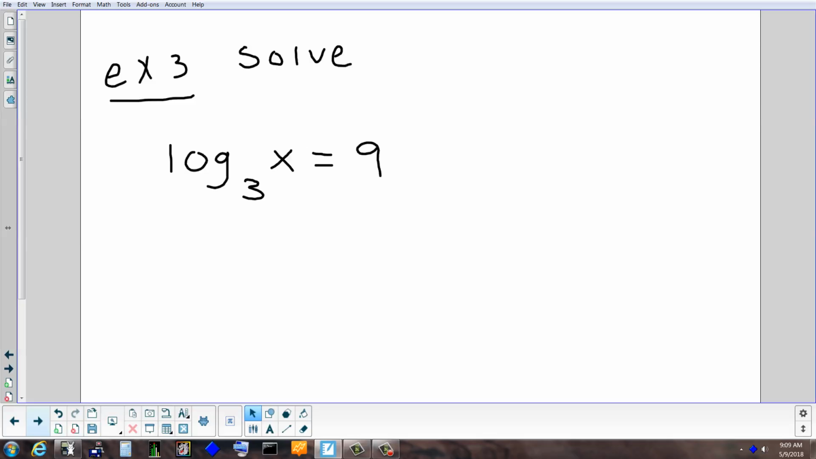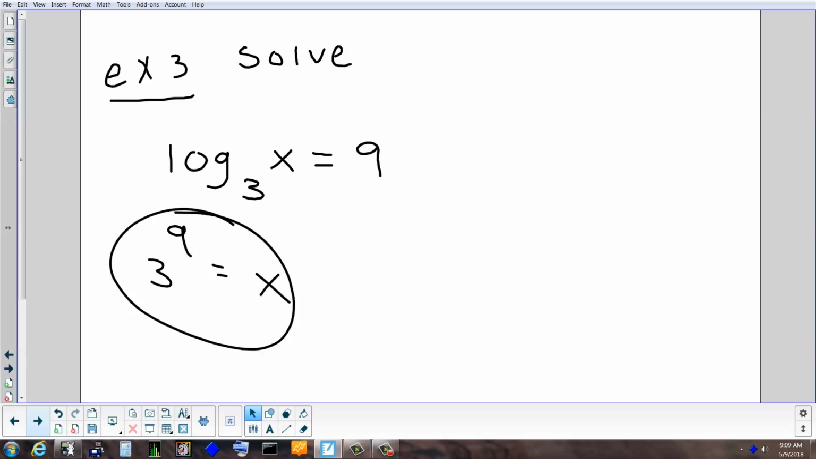Yep. Change it to exponential and see what happens. How about, Tanner, what's my base there? 3. And my exponent? 9. And what ends up by itself? The argument ends up alone, and that's it. That's the answer. So that's a quick one.